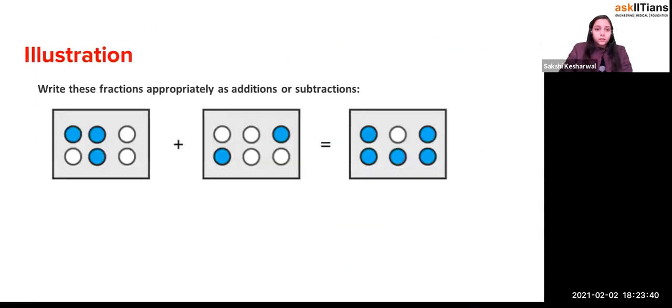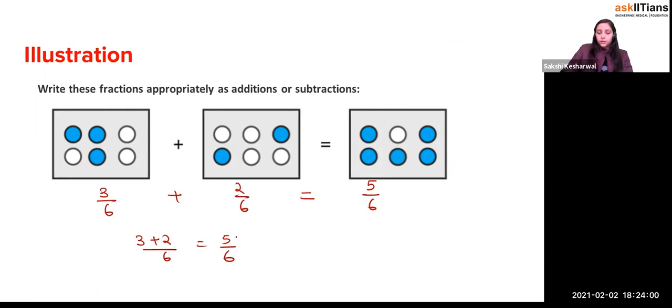Okay, now let's come to the illustration. Write these fractions appropriately as addition or subtraction. So this is 3 by 6 plus 2 by 6, which is equals to what? 5 by 6. True or not? Yes, that's it. So we can write this as 3 plus 2 upon 6, which is equals to 5 by 6. We did it, right?